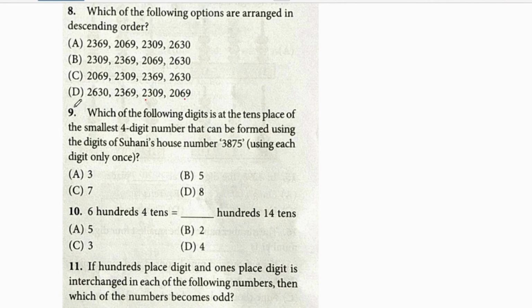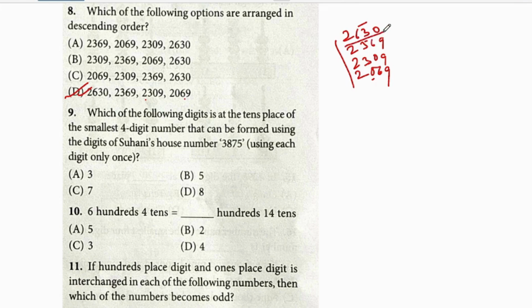Okay, so here I explained that option D is the answer. We have checked options A, B, C, all are ruled out. Let me write it down here for your easy understanding. 2630, 2369, 2309, 2069. Right? So descending means bigger to smaller. 2, 2, 2 at the 1000 place are all the same.